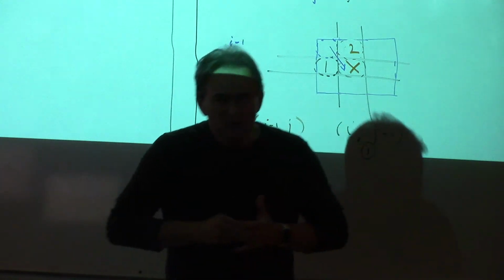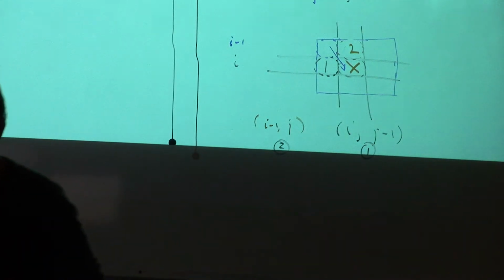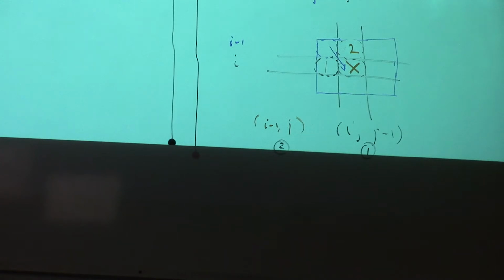Is that possible? Let's think about it. Is it possible that i minus 1, j is 2, and i, j minus 1 is 1? Is that possible? What do you think? Or is that just crazy?